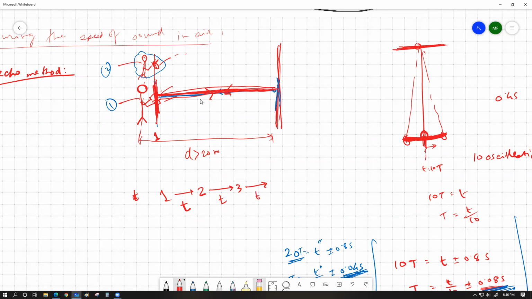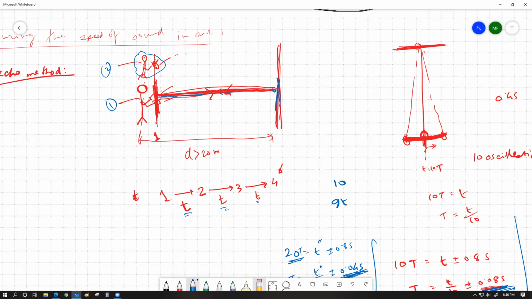So the reason I'm trying to show you in this manner is that whenever the student counts a certain number, the actual number of times the sound has traveled is 1 less. So if the student stops their stopwatch at the count of, let's say, 10, the actual number of times that the sound has traveled back and forth is 9 times. Do you understand this point?